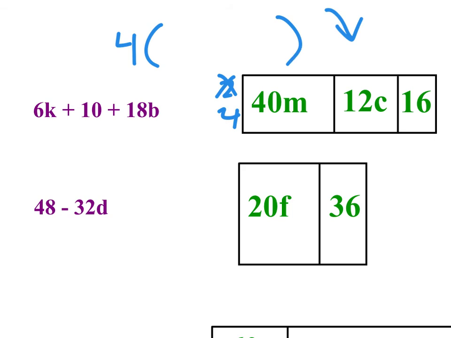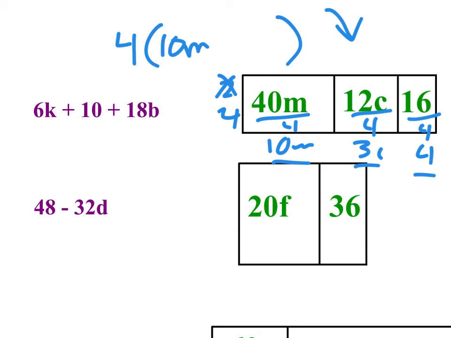And we do have 3 things. So we divide by 4 and get 10m. We divide by 4 and get 3c. We divide by 4 and get 4. I'm going to take a second and look at them, make sure nothing else goes into all 3 of them. No. So 4 times the quantity 10m plus 3c plus 4 would then be my factored form.